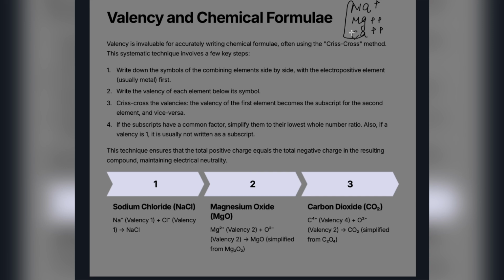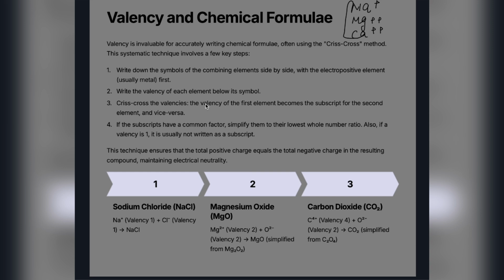Usually metals are electropositive in nature. So after writing the symbol of combining elements side by side, we will write the valency of each element below its symbol. Now, crisscross the valencies. The valency of the first element becomes the subscript for the second element and vice versa.